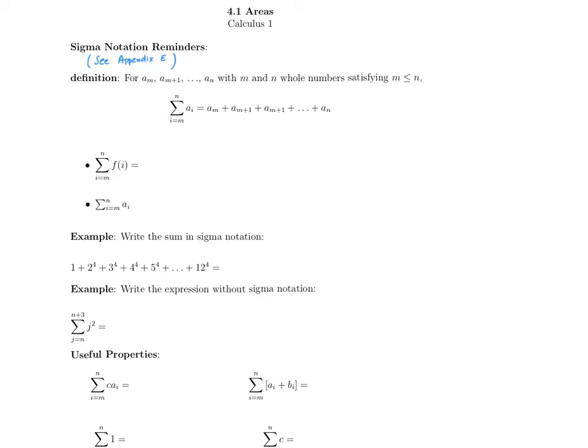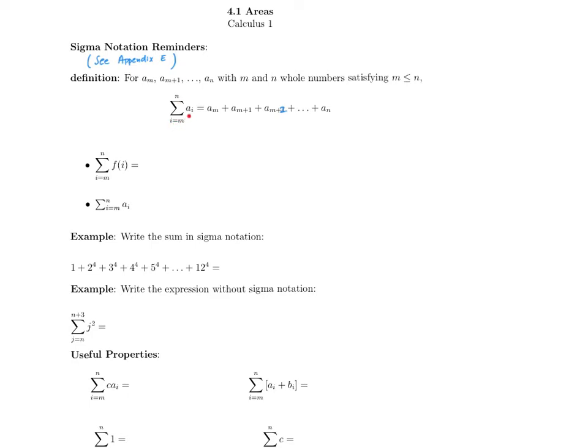So to begin, sigma notation allows us to conveniently and very compactly represent adding together multiple terms that all follow a similar pattern. For example, if we have a quantity such as a sub m plus a sub m plus 1 plus a sub m plus 2, all the way up to a sub n, we would represent this in sigma notation as the sum of terms of the form a sub i, where i is an index that goes from m up to n.